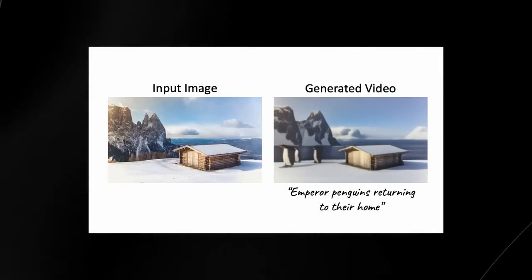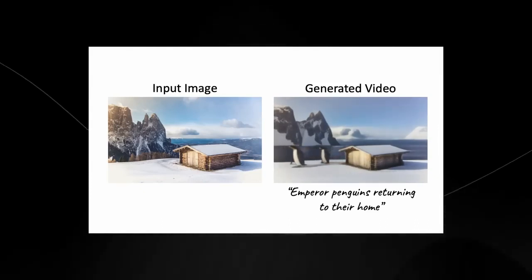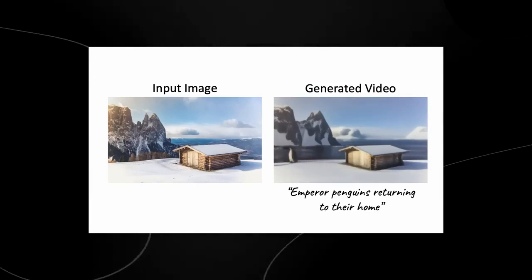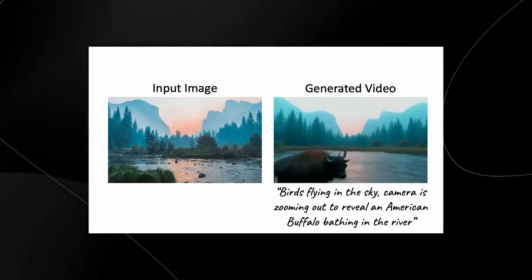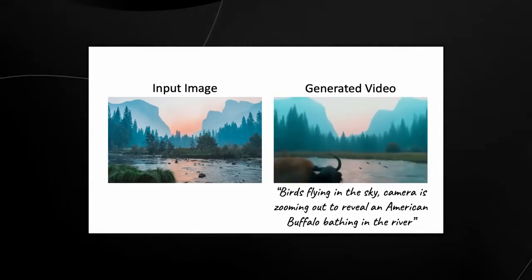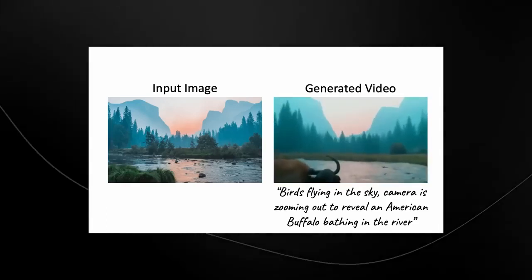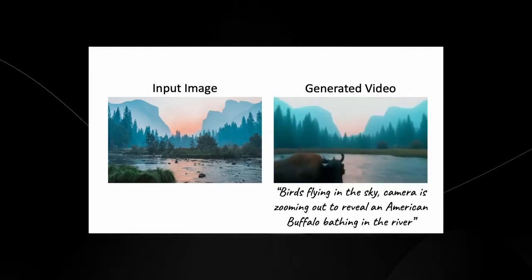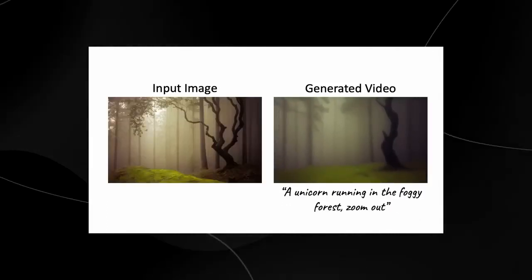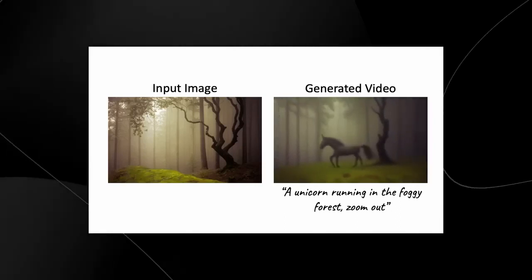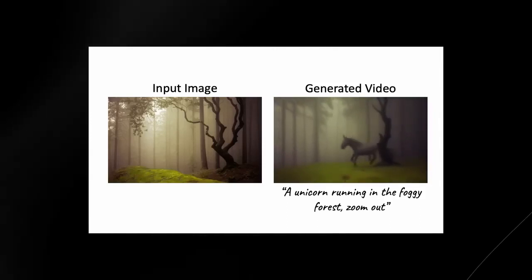Now, of course, we have the input image and the generated video of the emperor penguins returning to their home, and you can see that this one definitely looks pretty accurate, which is pretty nice. So, of course, we have one here which showcases how you can actually zoom out on certain images, create different landscapes, different perspectives. It's really interesting to show the dynamic fluidity of these models and just how accurate they really are at depicting exactly what we want with the text prompt and with the input image. You can also see right here a unicorn running in the foggy forest whilst zooming out. That definitely does look really realistic, and it looks really accurate.